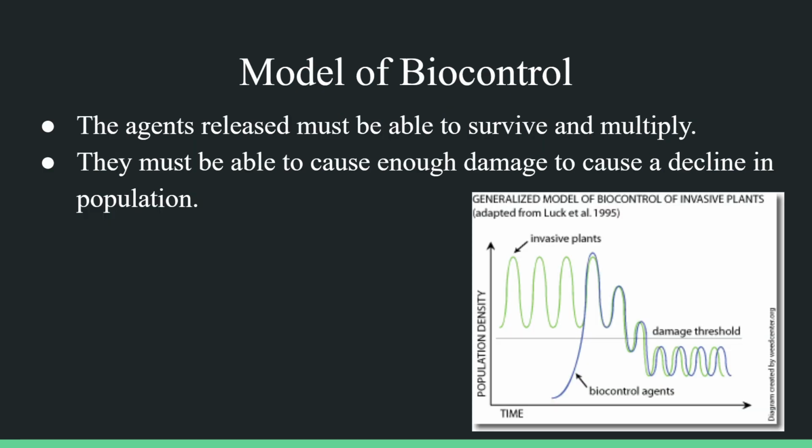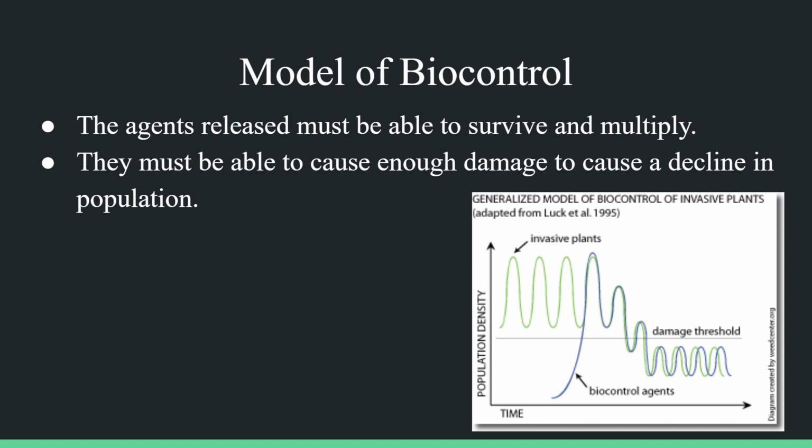So now I want to show you a graph of how exactly biological control works. As you can see on the graph, there is the bottom axis, which shows the time, and the left axis, which shows the total population of a species. In order for biological control to work, the natural enemy or agent must be able to survive, reproduce, and maintain a steady population. Once they are established in the area, they are then able to start damaging and reducing the numbers of the invasive species.